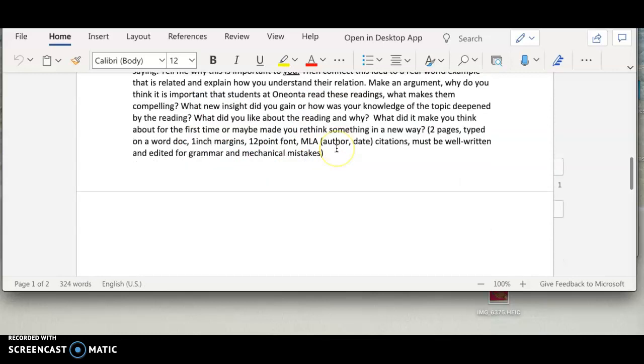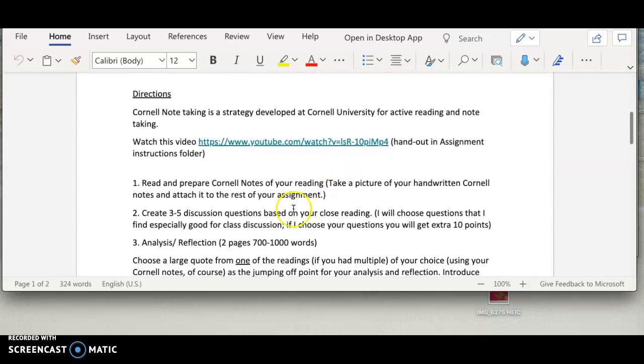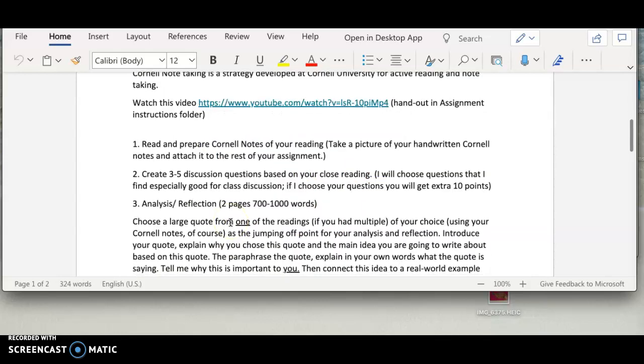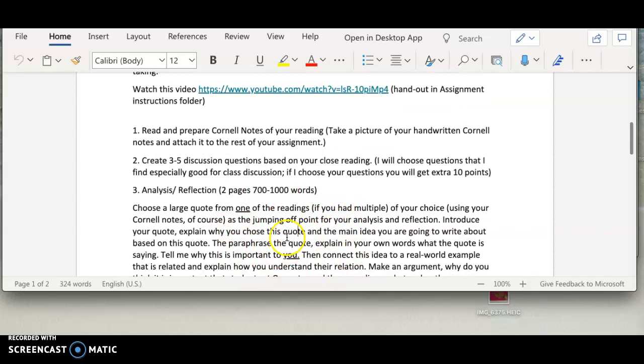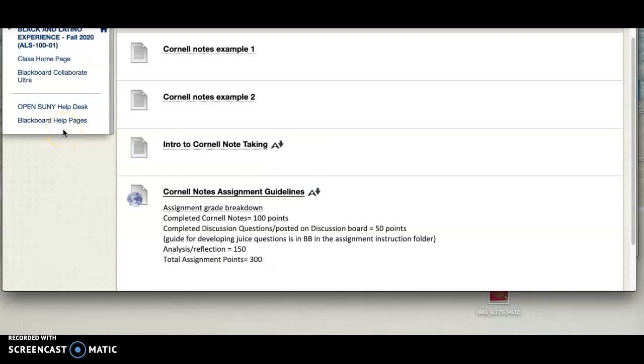So the Cornell Notes Assignment, again, you do it for one reading once in the semester, and it has 3 parts. 1 is the actual Cornell notes. 2 is 3 to 5 discussion questions. And the 3rd part is the analysis and reflection, and here you have the sort of guidelines for it. So once you have completed that, then let's say it's Friday at midnight and you're ready to turn that in.